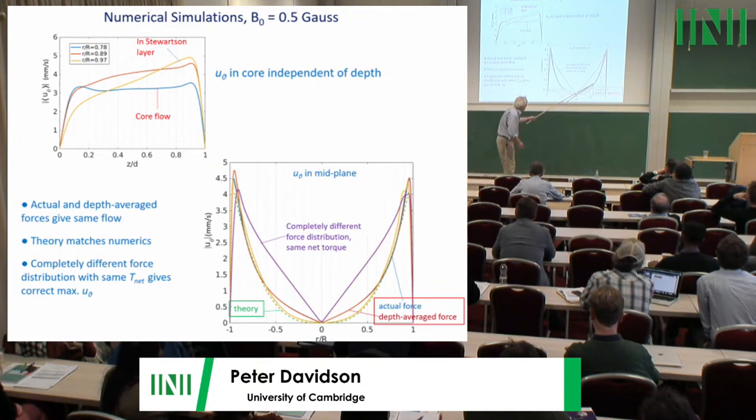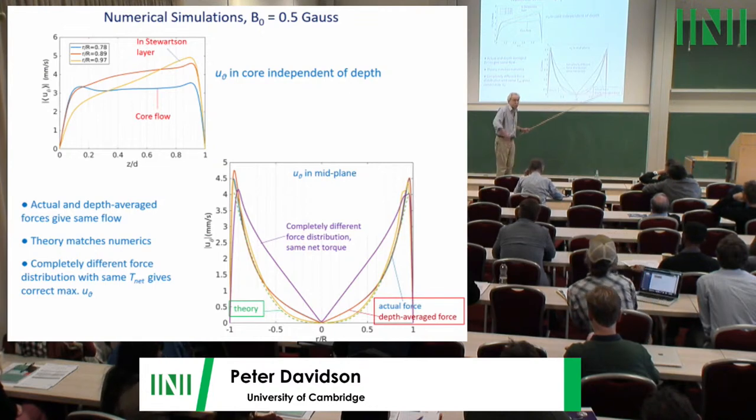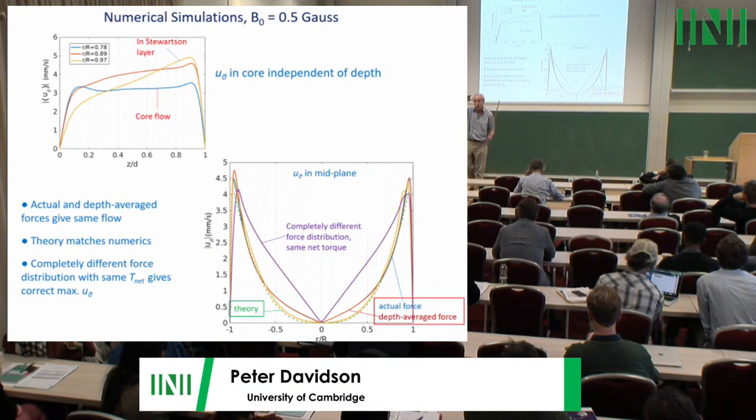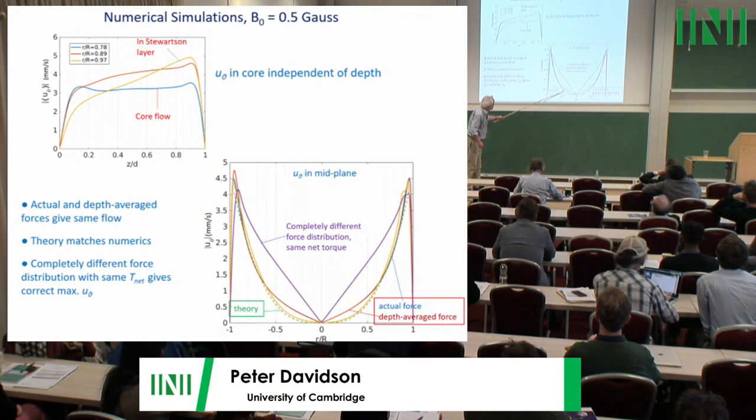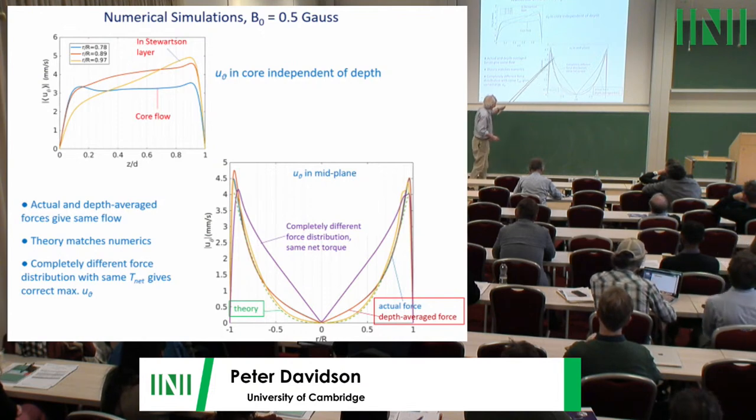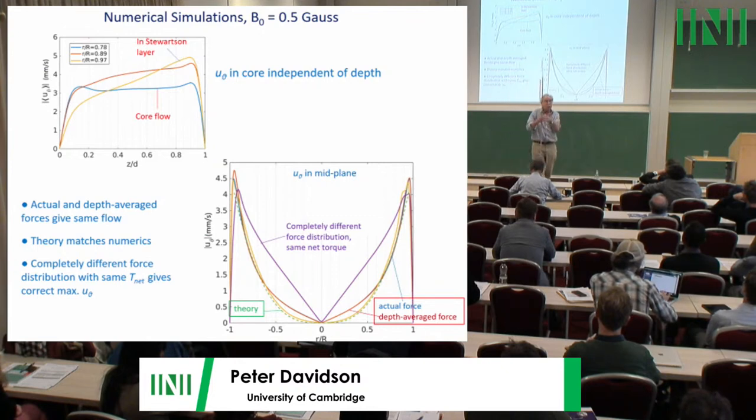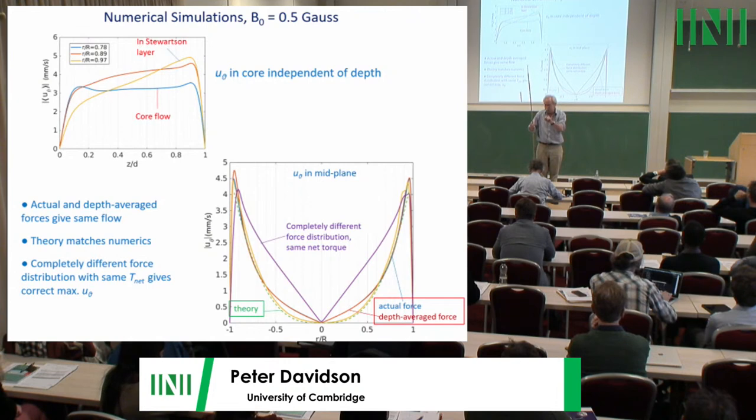And the blue and the red sit almost exactly on top of each other, which confirms the flow doesn't care about axial variations in forcing. And both these curves are fairly close to the theory. But my favorite curve is this one. So we deliberately put in a force which looks nothing like the actual force distribution, completely different. But we chose it so it gave the right net global torque.